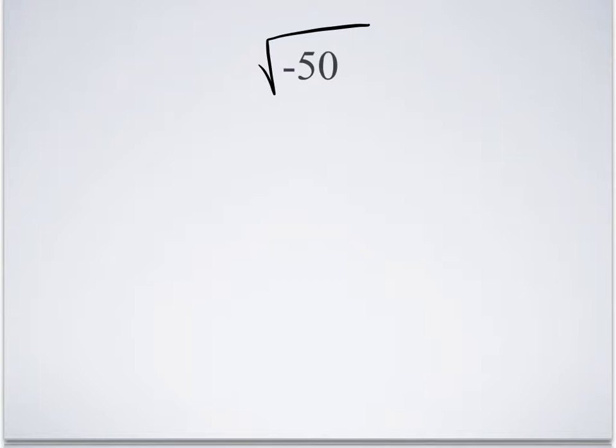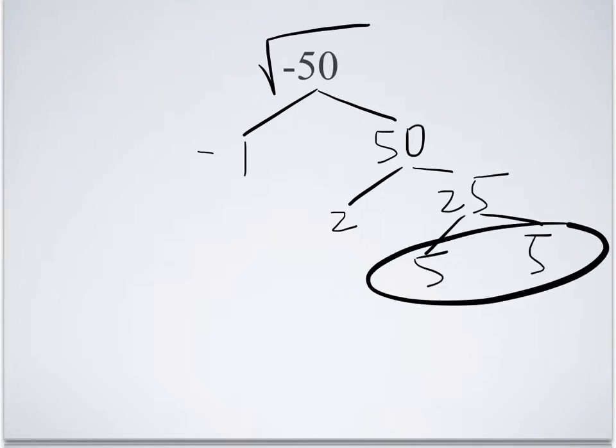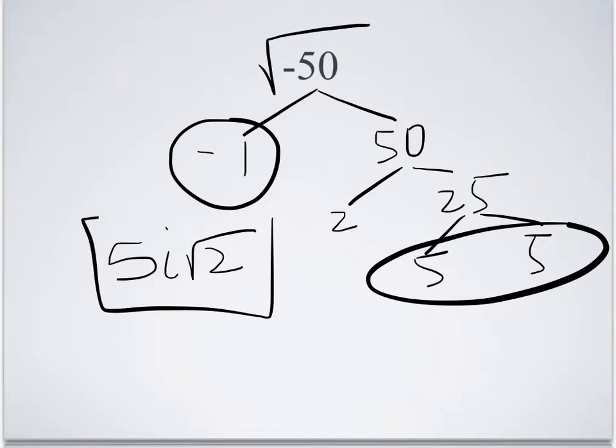Let's talk about the square root of negative 50. So negative 50 is negative 1 times 50, and then 50 is 2 times 25, and 25 is 5 and 5. So here's a pair of 5's. 5 goes on the outside. The square root of negative 1 is i, and then the 2 stays underneath.